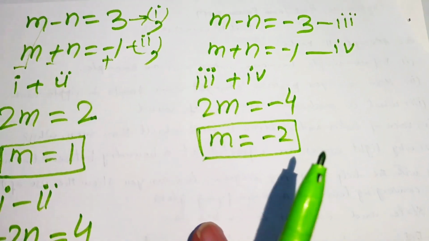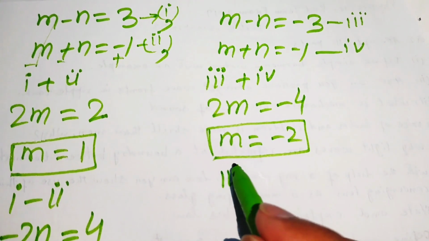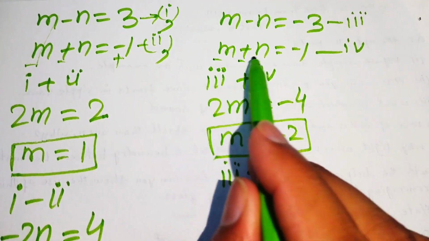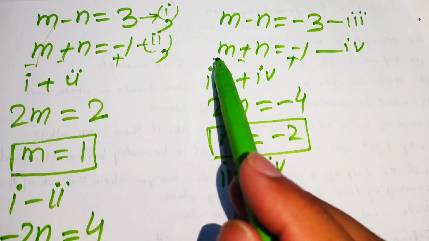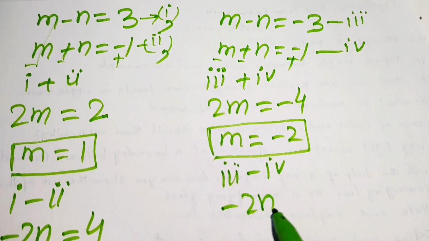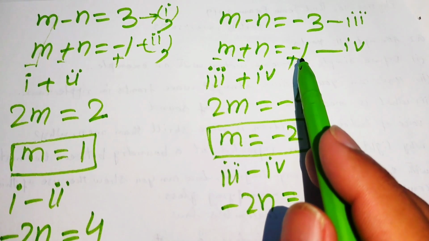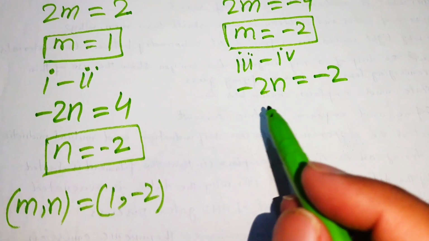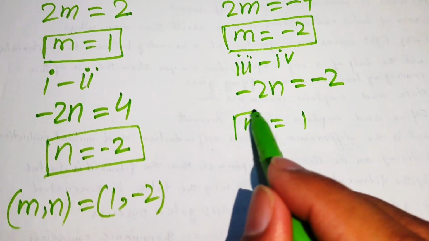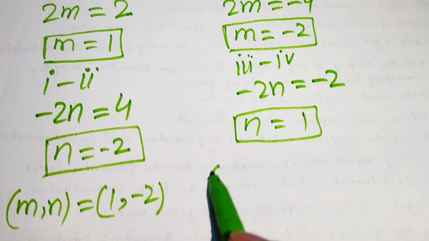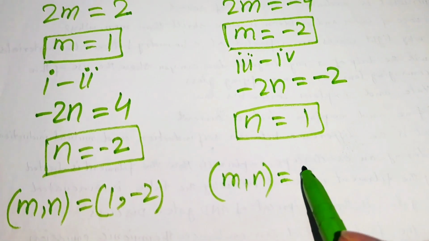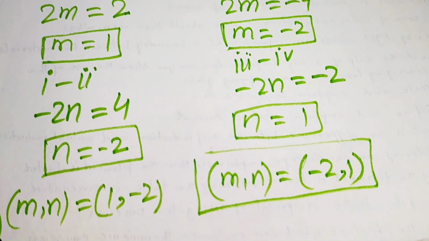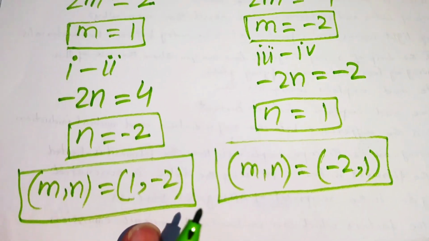And similarly, now we subtract equation number 3 and equation number 4. So when we subtract these two equations, it means that you change these signs. So here the m are gone, and we get here minus 2n equals minus 3 plus 1 equals minus 2. So here you easily get the value of n equals plus 1. So in this case, we have the values of m and n equal to minus 2 and 1. So this is the second solution, this is the first solution of this question, and this is our final answer.